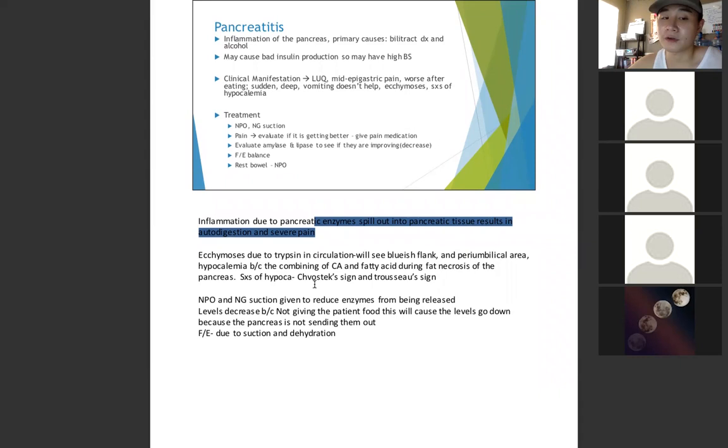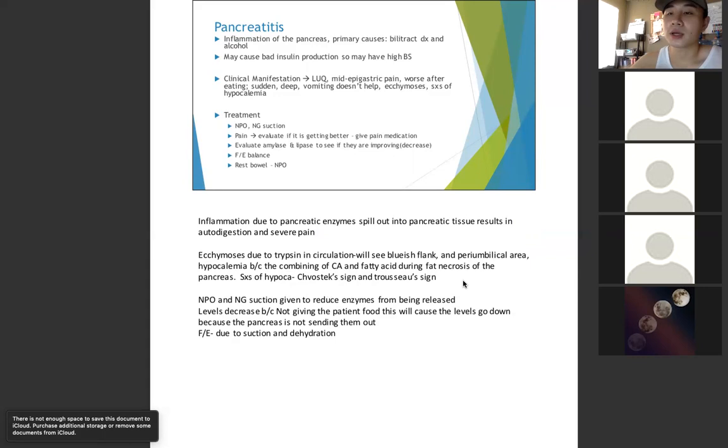Ecchymosis is due to trypsin in the circulation, we'll see bluish discoloration in the flank area and the periumbilical area. Also hypocalcemia, because of the combining of the calcium and fatty acid during fat necrosis of the pancreas. Signs and symptoms of hypocalcemia include Chvostek's sign and Trousseau's sign. You guys need to look up what those signs are on Google. It's the sign when we put the blood pressure cuff on.